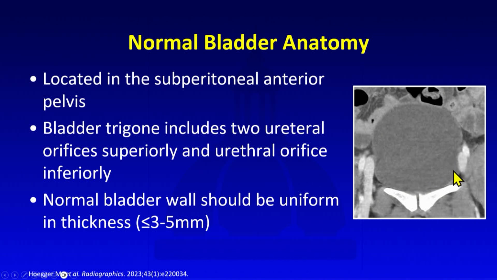Next, let's look at the normal bladder anatomy. The bladder is located in the subperitoneal anterior pelvis. The bladder trigone includes the 2 ureteral orifices superiorly and the urethral orifice inferiorly. The normal bladder wall should be uniform in thickness, 3 to 5 millimeters or less, depending on the degree of distension.